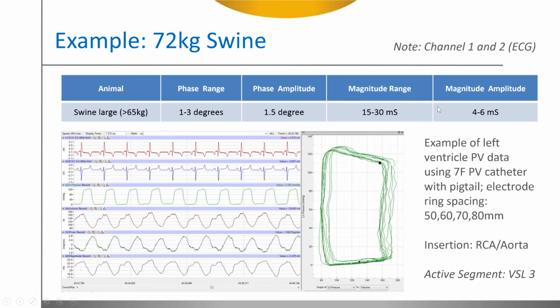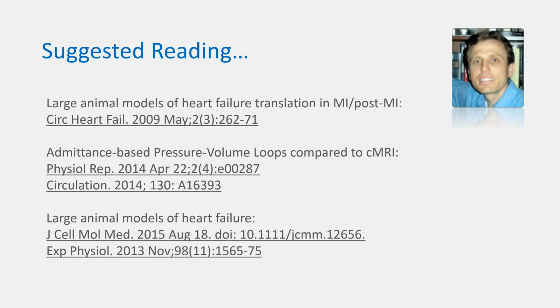This brings us full circle to the values of PV in large animal models. And this brings me to my very last slide before I hand over to Andy. I have put some suggested reading for you, concentrating on large animal PV work. First, I have selected a review paper from 2009 by Dr. Spinelli, talking about large animal model selection. Second, about admittance-based pressure volume compared to cardiac MRI. And there are another 2 articles I suggested for your reading.